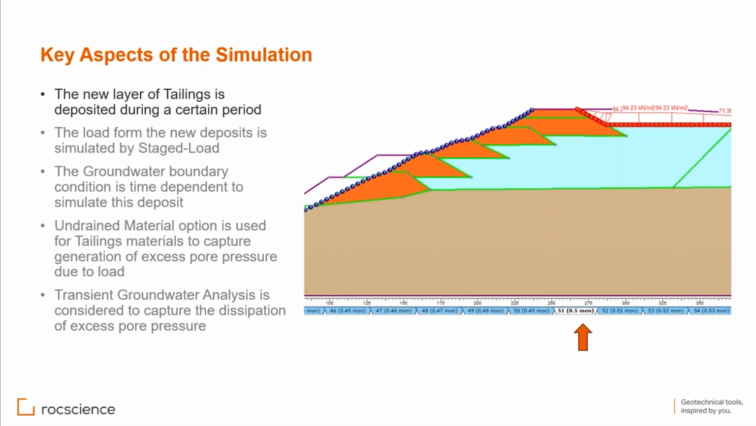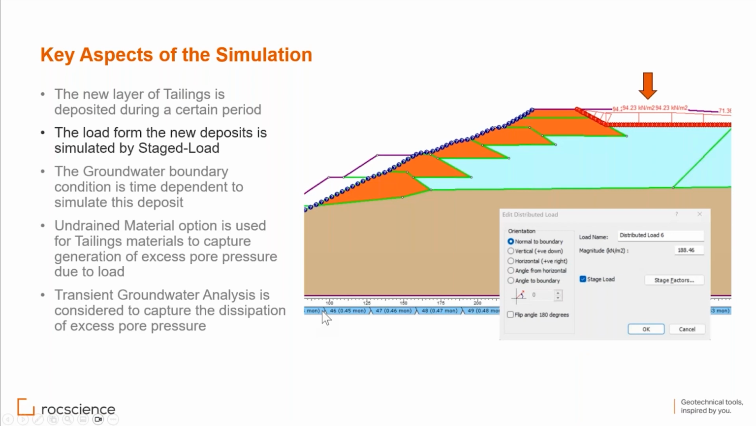So in this one, we are looking at the key aspect of this simulation. The new layer of tailing that is deposited here is going to be deposited during a certain period of time, and I have multiple stages to do that. The load that is coming from that new deposit is simulated by a stage load. So this distributor that I have at the top is simulated through 100 steps of step and stage. It's increased gradually going up.